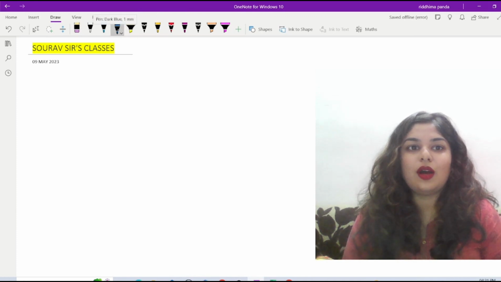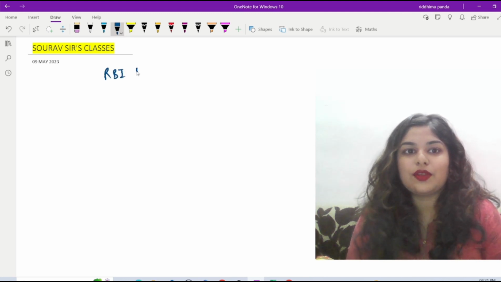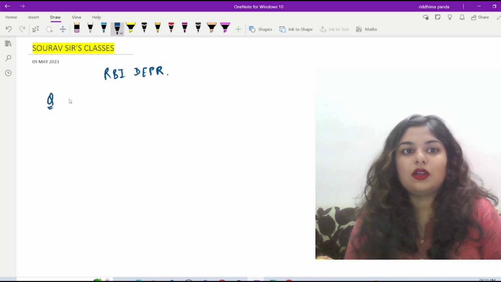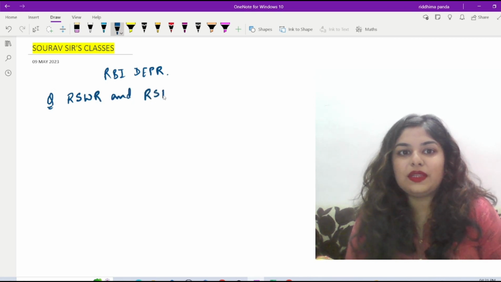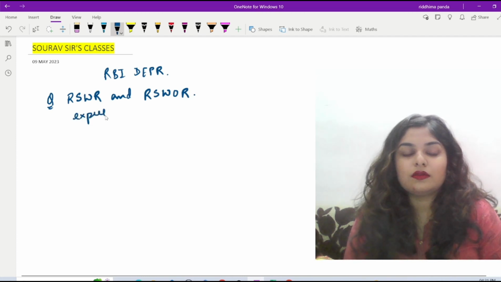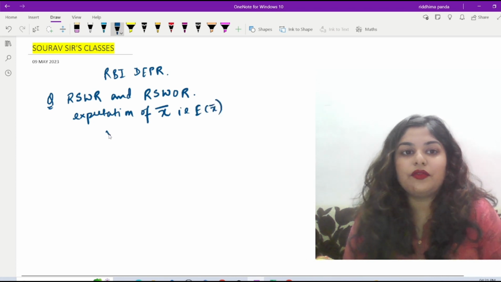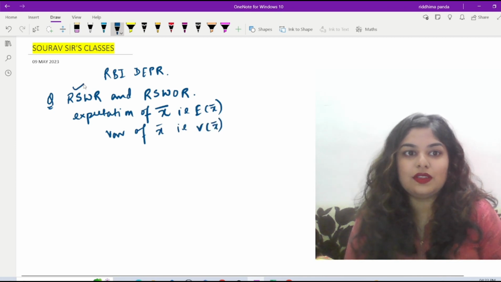So here we are going to discuss one very important question from the RBI DEPR question paper. This question is about random sampling with replacement and random sampling without replacement. We are going to derive the expectation of sample mean, that is E of x bar, and the variance of sample mean, that is V of x bar, in case of this and this. So we are going to study two cases, case 1 and case 2.